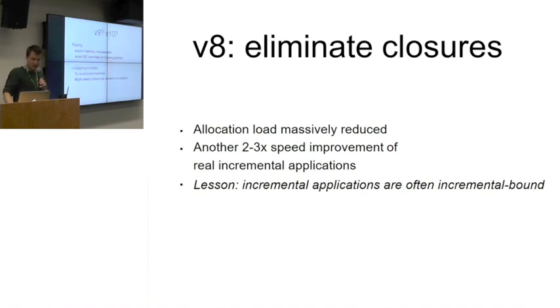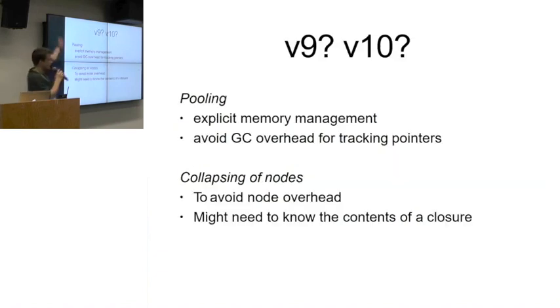So with that in mind, we are thinking of new versions. There's plenty more we could do. We could do explicit memory management, as we have done in other cases, or we could think about how to collapse a node. But none of this is as trivial as it sounds on the surface. So there's plenty more to think about.